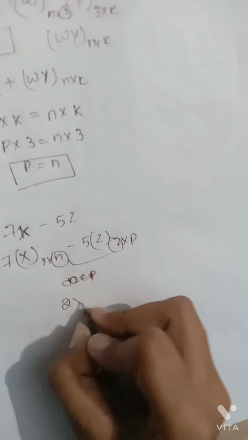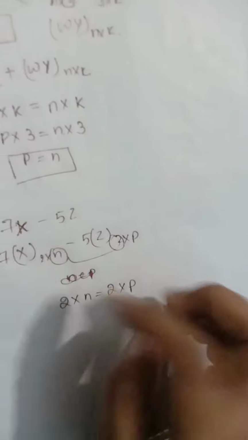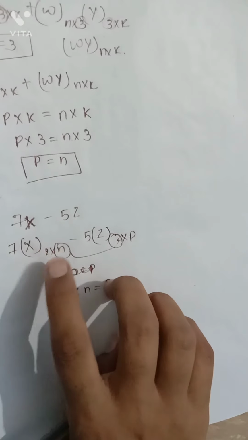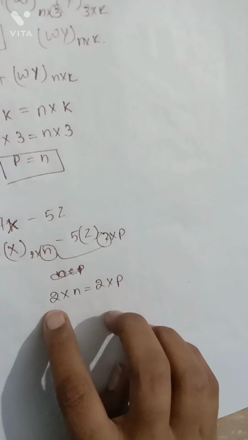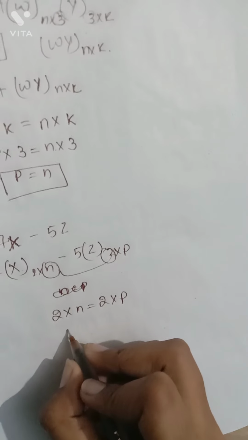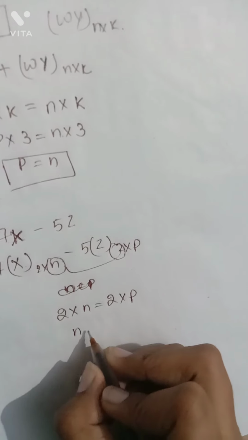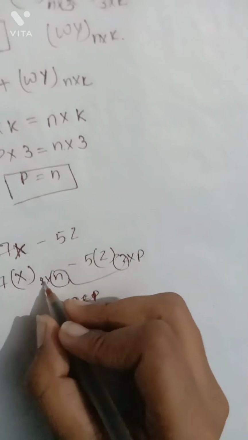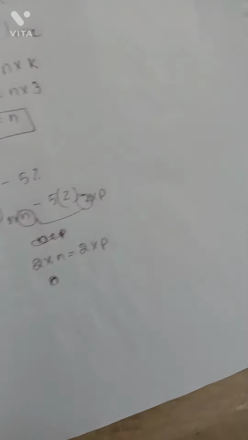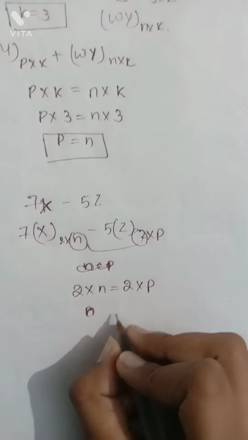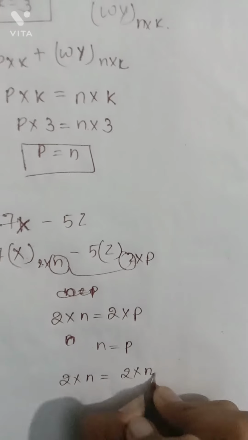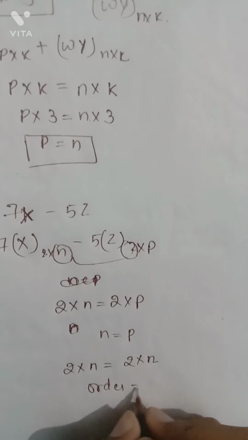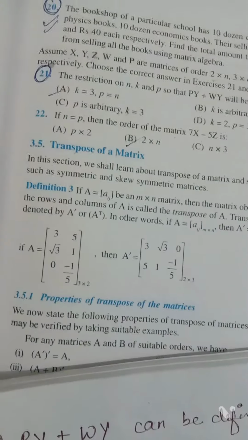So 2 cross n equals 2 cross p. A matrix can only be subtracted if both matrices' orders are the same. So 2 cross n equals 2 cross p, so n equals p. It is given that n equals p, so the order is 2 cross n. Here's the answer, and it is option B.